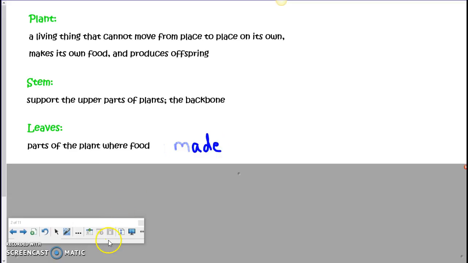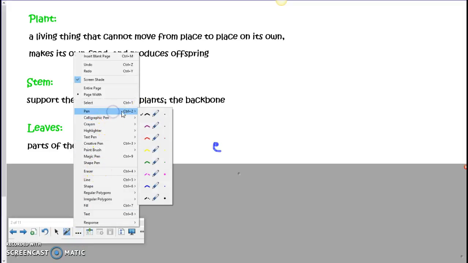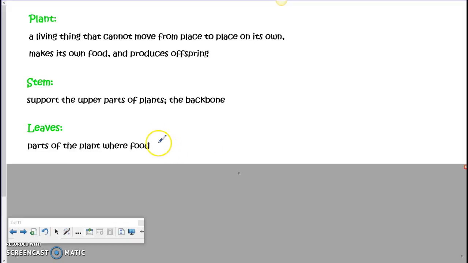It's not wanting to stay. I'm sorry, guys. Let's see. We'll do this one. Let's see. Make sure it doesn't dissolve on us. Alright, there we go.